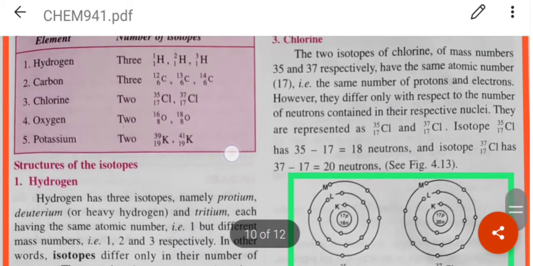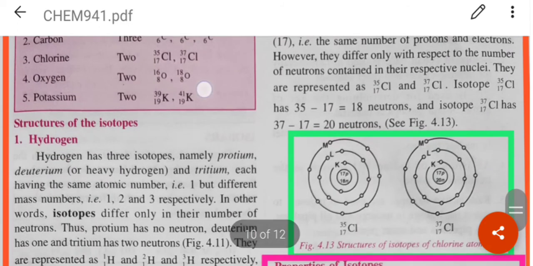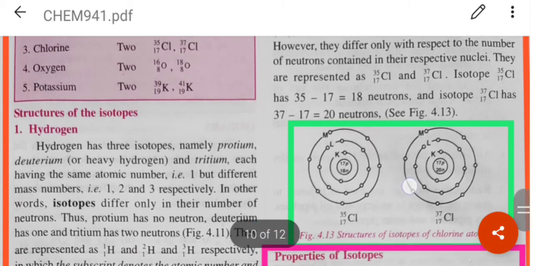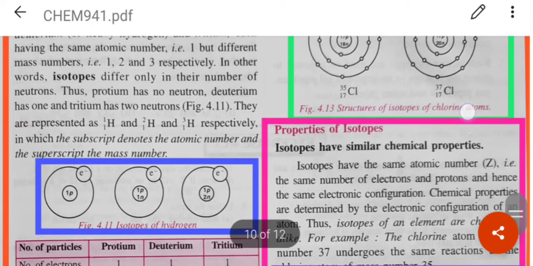Now, let's see the structure of chlorine. Chlorine has 2 isotopes whose mass numbers are 35 and 37 respectively, and the atomic number remains the same, that is 17. So in the first one, the number of neutrons is 18. In the second one, the number of neutrons is 20. These are the two isotopes.